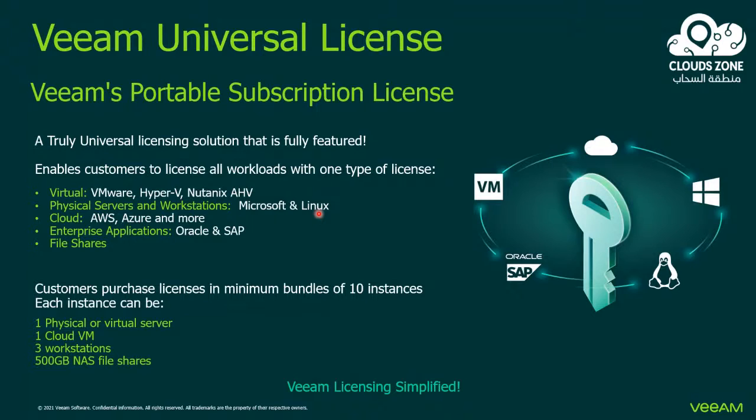With this universal license, we can protect any of your workloads. A single universal license can protect any workload, whether it's a virtual machine, physical, cloud, enterprise applications, or any file shares. This license can be purchased in bundles, and each bundle consists of 10 instances. Those instances can be either one virtual machine, one cloud or physical server, or three workstations, or 500 NAS files. If any of those workloads no longer need to be protected, the license can be used to protect any other workload, and that can be done quickly and easily from the same single platform.